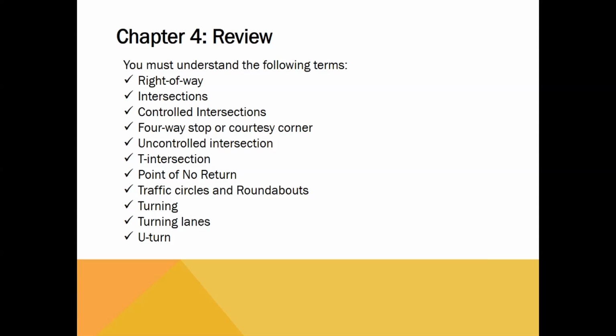Uncontrolled intersections and T-intersections, I talked about briefly. T-intersections are where you don't have vehicles coming from all four directions. They're only coming from three directions. But the same rules would still apply to a T-intersection. Pay attention to who has a stop sign or a yield sign or even traffic lights. And if there are no signs at a T-intersection, then you still use the right-of-way rules.